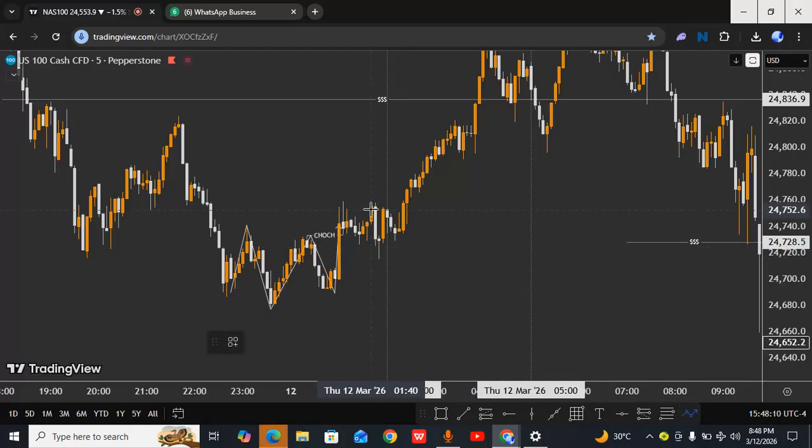Instead, price came down, unable to take out this low, even tapped into a 5 minute FEG, then did this, rejected a bit, then came down and did what created a break of structure. A break of structure.